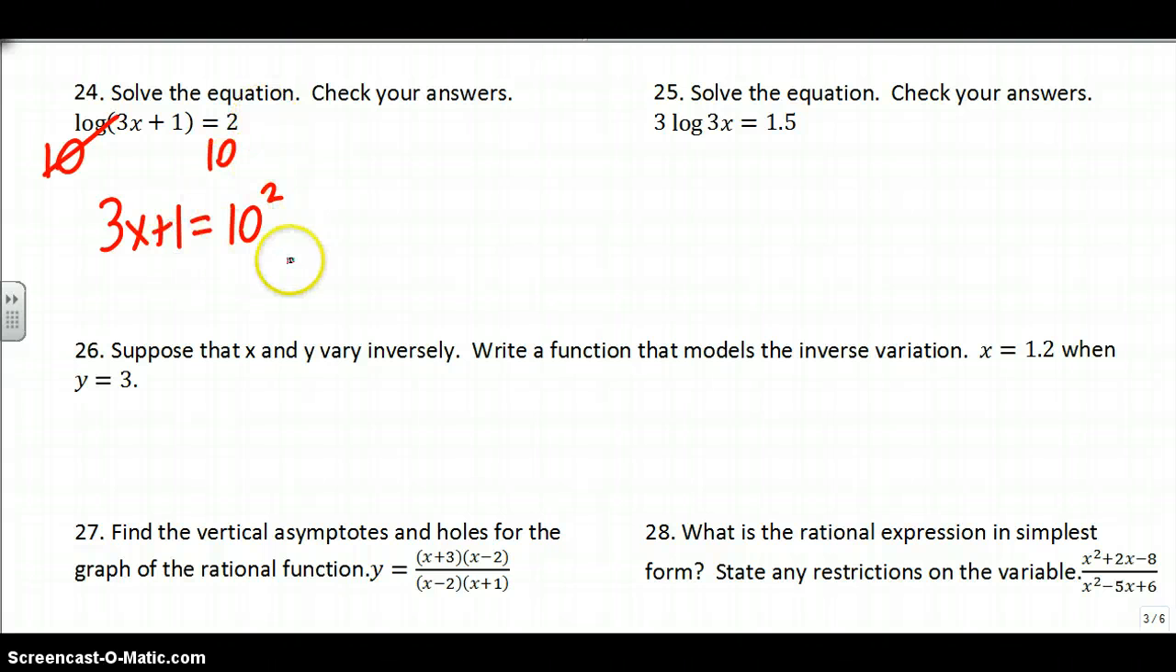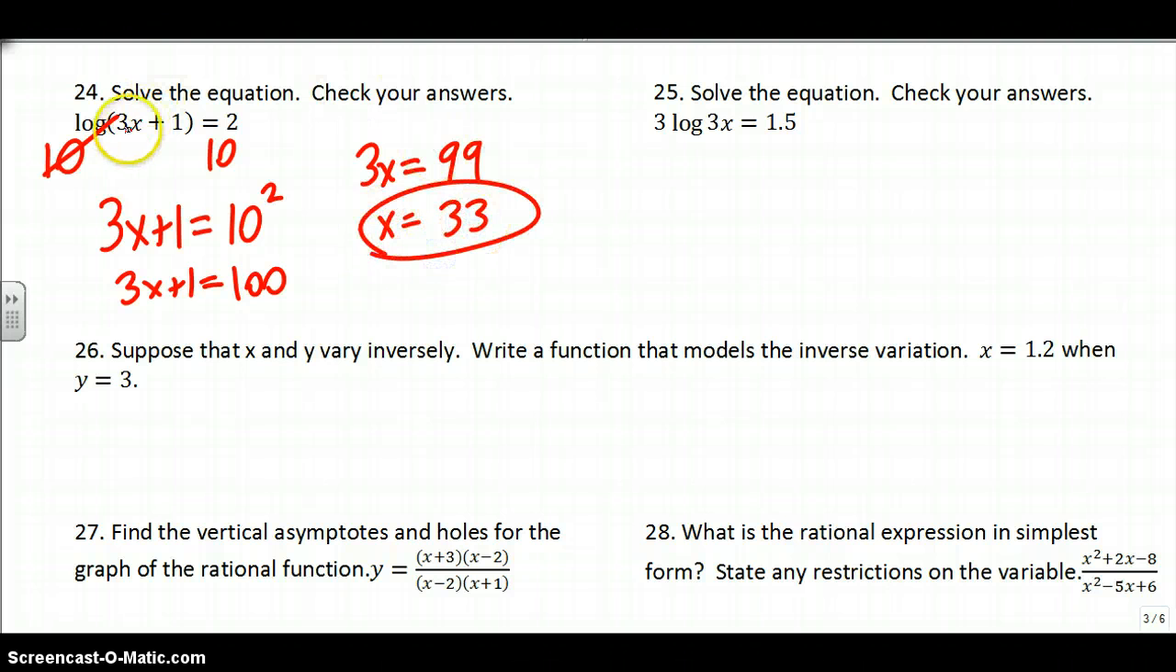So we bumped that base. 10 squared is obviously 100. And then it's just an Algebra 1 equation. 3x equals 99, which means x equals 33. Again, you can always plug these answers back into your original equation and make sure that they work.